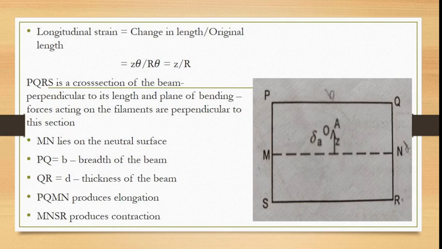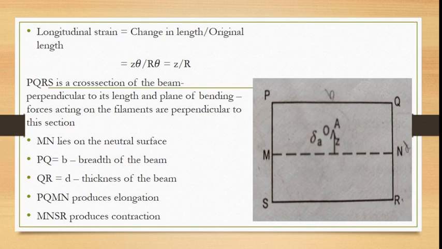So the forces acting on the filaments in the upper portion produce elongation, whereas the forces acting on the filaments in the lower portion will produce contraction. That means one force produces elongation and the other force produces compression or contraction. That means the forces acting on the filaments in the upper and lower portions are opposite to each other.